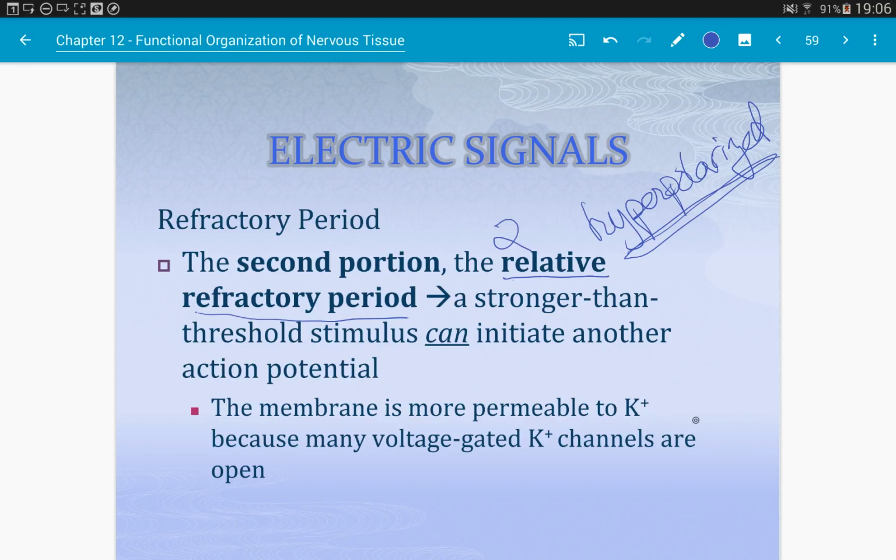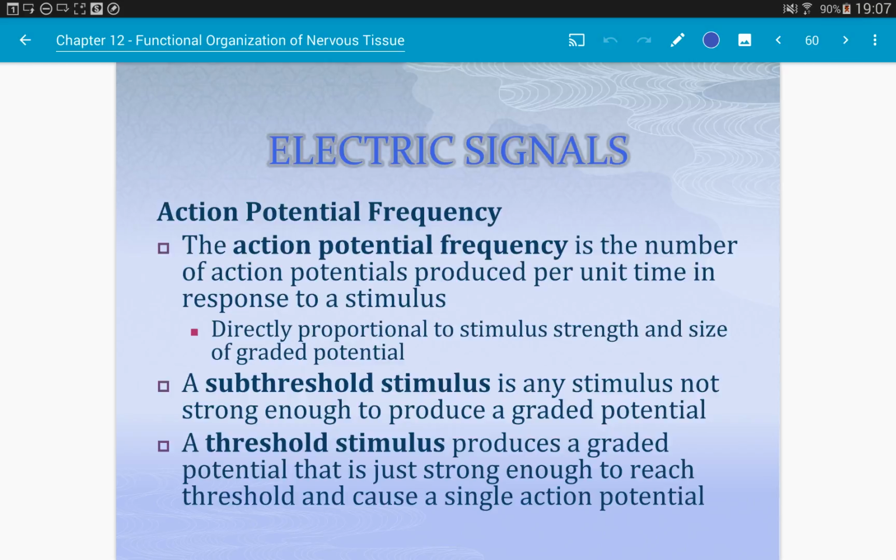This stuff we've talked about before, so I won't just keep repeating ourselves. We know that there are channels that are open to potassium all the time. Okay, we've talked about that extensively. All right. Okay, so now we're going to talk about action potential frequency and different types of stimuli. And so how often can we stimulate an action potential?